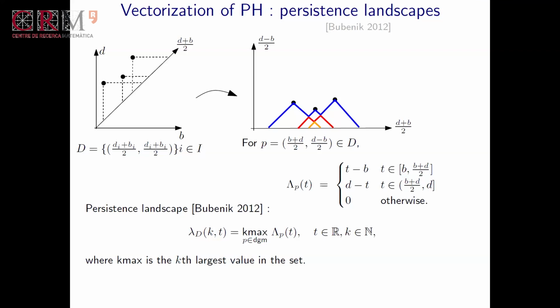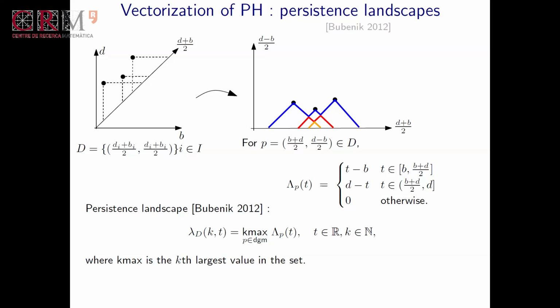Okay, so if you want to define this a little bit more formally, you can define that these triangles, seen in this rotated coordinate system, are just some kind of tent functions that are defined with this formula. This is a piecewise linear function. And for each point P, you have one, you call it lambda P of t. And then you say that the value of the k-th landscape at t is just what we call the k-max, the k-th largest value. So you start from the largest and then go up to k among all these tent functions.